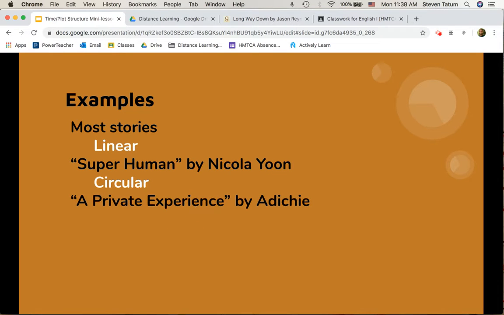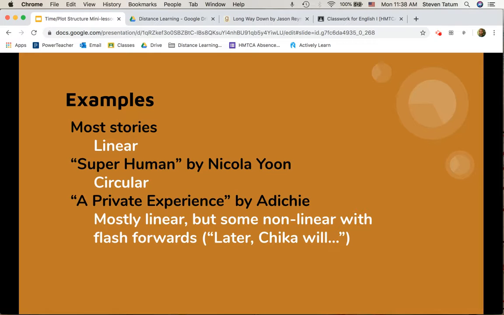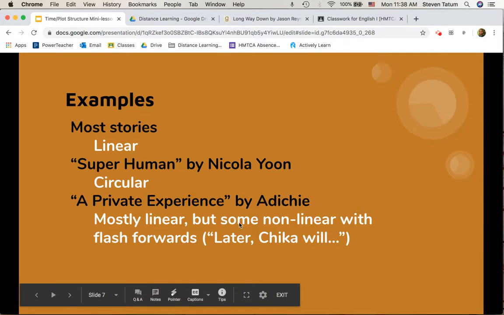A Private Experience, which we read last week, is mostly linear, following Chica and the woman as they go through that riot. But it has some nonlinear elements as well, with those flash forwards where it said like later Chica will, and anytime you see words like later or 3 days ago, that's really what you're looking for to notice these shifts in time.